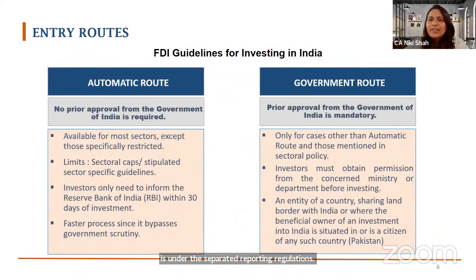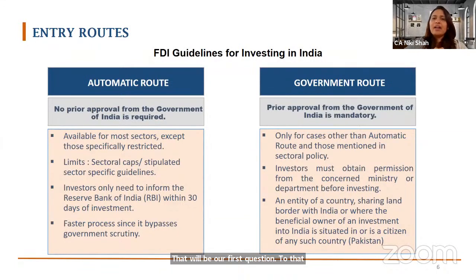Now, entry into India. Let's take an example that you get a foreign client, not based out of India, who says, I want to open a company in India. In that case, what are the steps? What are the questions that we will be asking them? The first question we will ask is, in which sector do you want to set up your business?